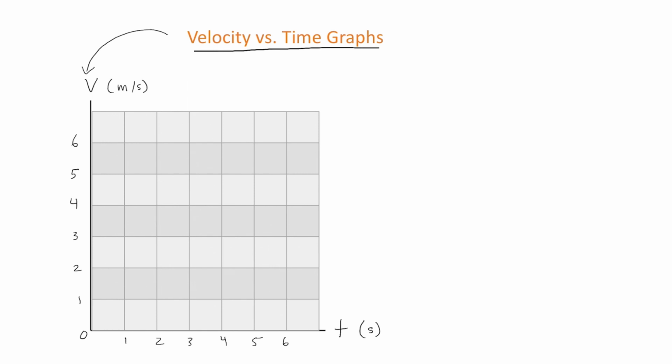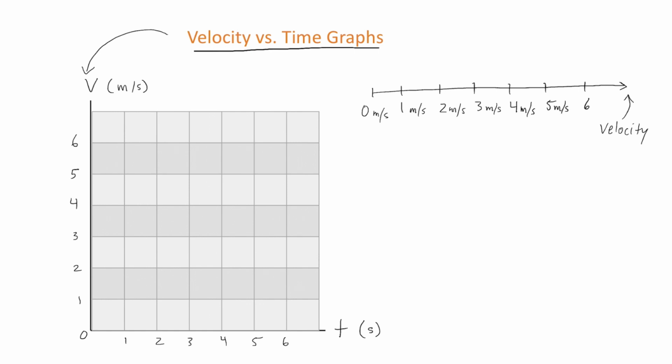Now that our graph is labeled, we need to add some points. I will start by drawing a number line. This number line represents the object's velocity. So the first point would be 0 meters per second. Then the velocity increases to 1 meter per second, 2 meters per second, 3 meters per second, 4, 5, 6 meters per second.